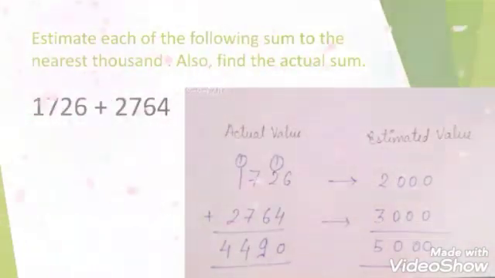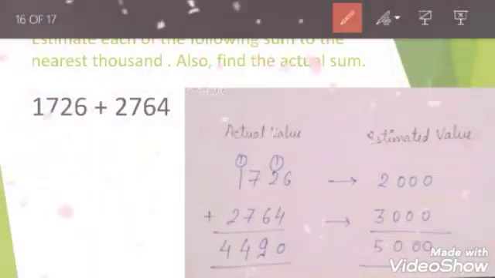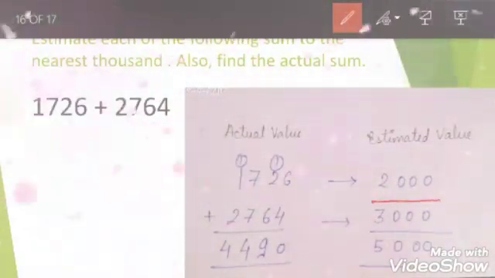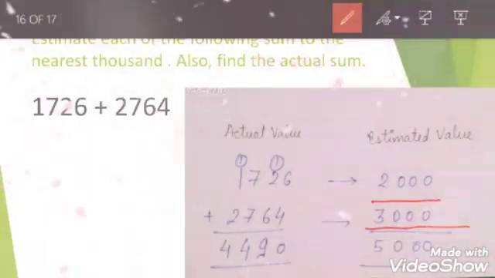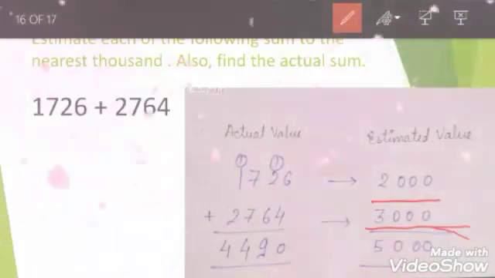And the estimated value is 5000. The nearest 1000 for 1726 is 2000. And the estimated value of 2764 is 3000. And after adding 2000 and 3000, we got 5000.